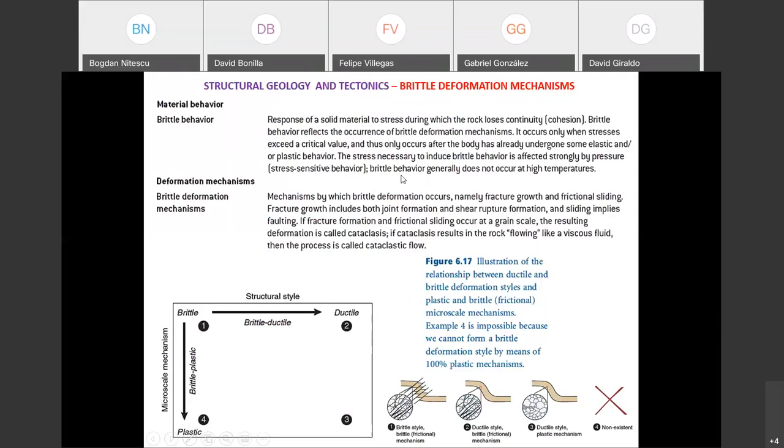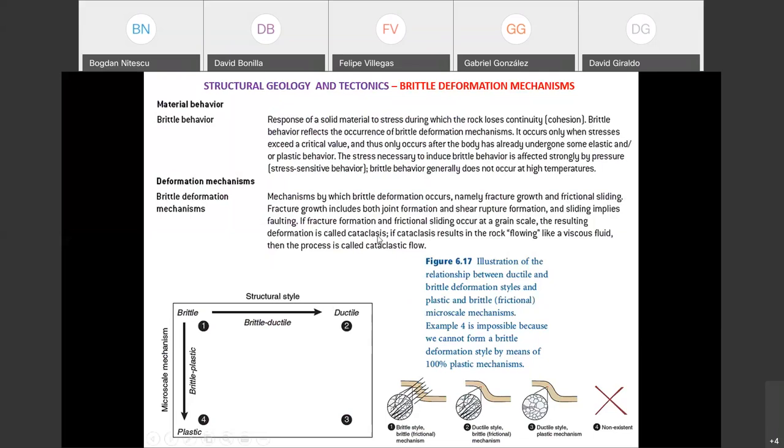So, brittle behavior, yeah? You see here a definition. It basically tells you that if you have a rock, and at some point under its stress conditions, the rock loses continuity, it loses cohesion. So this is basically the brittle behavior. Now, this happens through brittle deformation mechanisms. And you need to have the differential stress above a certain critical value for this to occur. And the deformation mechanism, now here we introduce some. You see fracture growth and frictional sliding, yeah? So fracture growth means you form a fracture, loss of cohesion. Sliding implies that there is movement along some surface.